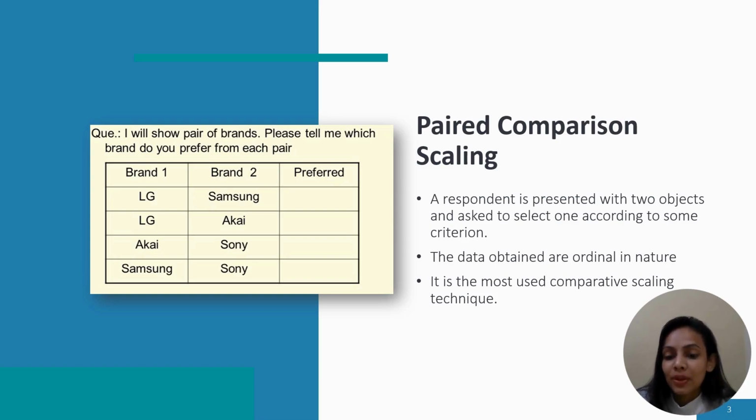When a respondent is presented with two objects and asked to select one according to some criterion, paired comparison scaling is used. The data obtained are ordinal in nature, and it is the most used comparative scaling technique. And here is an example.